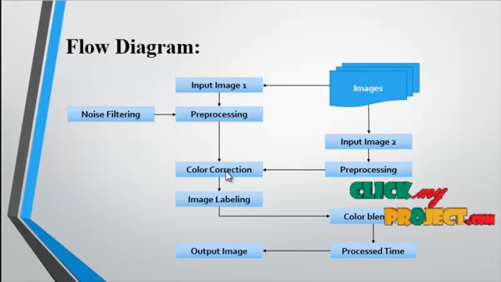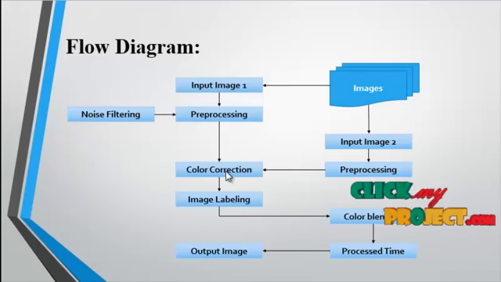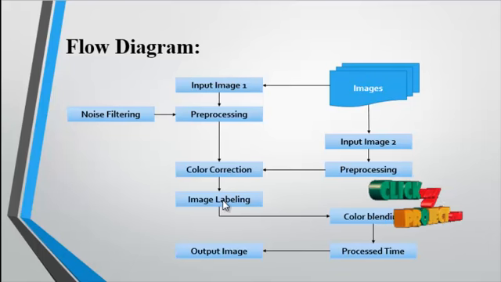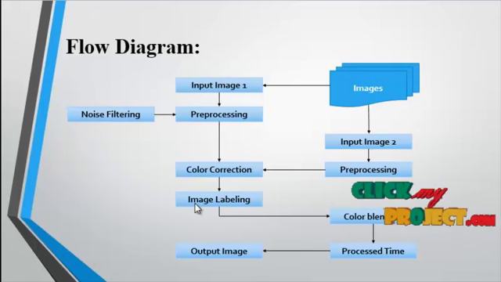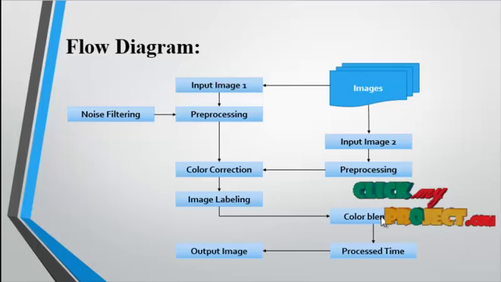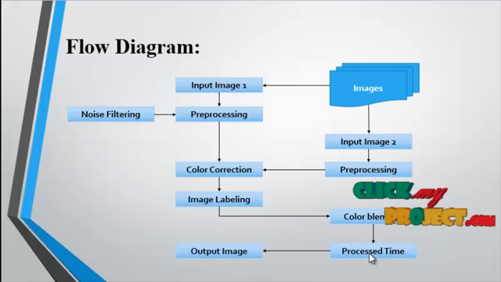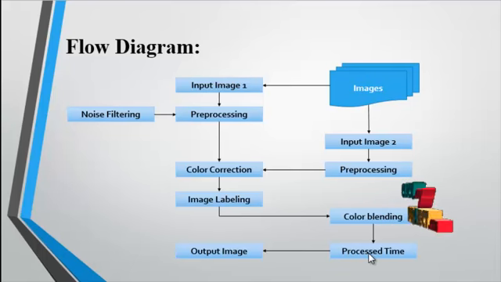Then the color correction is carried out after the pre-processing. Then the image labeling, otherwise the image indexing, is calculated after the color correction process. Then color labeling is carried out, as well as the color blending of the image. Then the processing time is calculated after the stitched output comes from the color blending method.